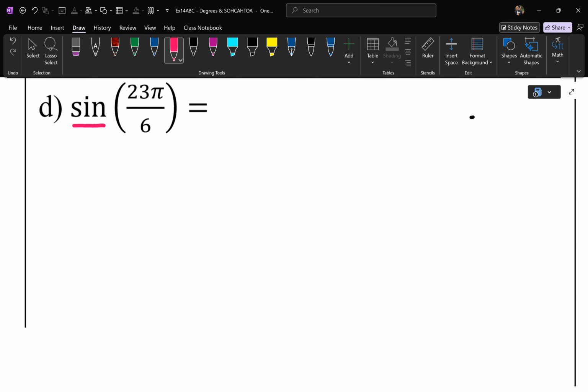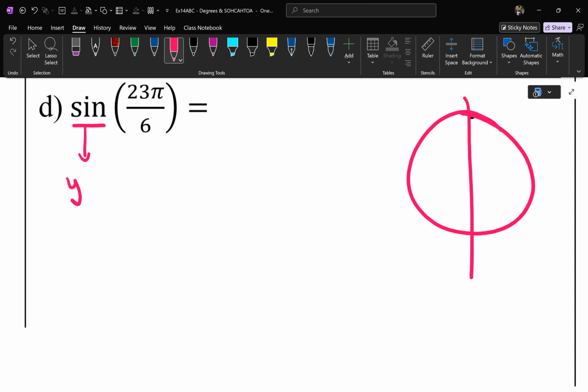Which one is it? Y. So I'm looking at the Y coordinates. The only thing I need to figure out is: is it positive or is it negative? That's it. There's only one question there. Yeah, so unit circle again.